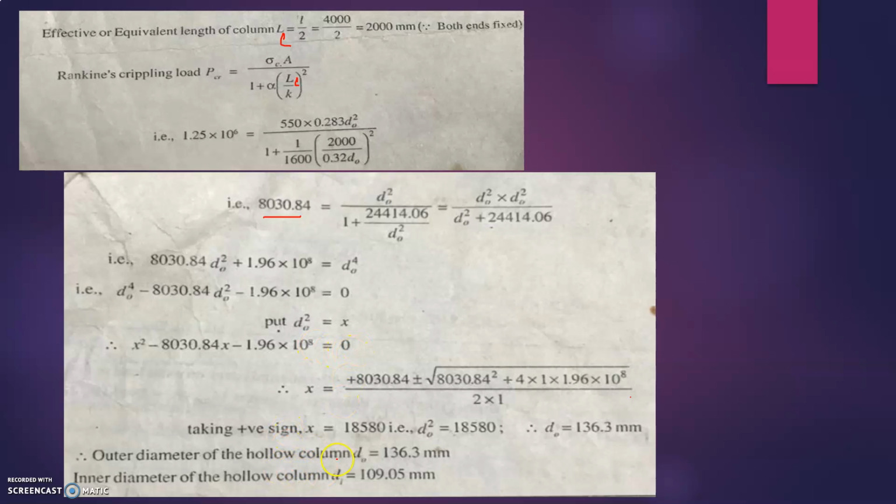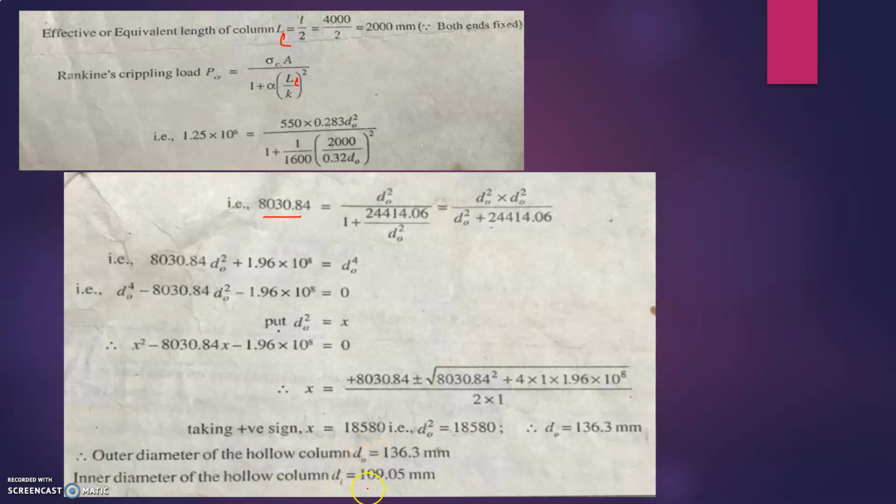So use this formula, minus b plus or minus square root of b square minus 4ac divided by 2a, or you can use the calculator directly and you find this value. There are both plus and minus values. Take the positive value, so you get x equal to 18580. What is x? x is equal to d naught square. So whatever value you get, that is d naught square. Take the square root of that, you get 136.3 mm. This is d naught, the outer diameter.